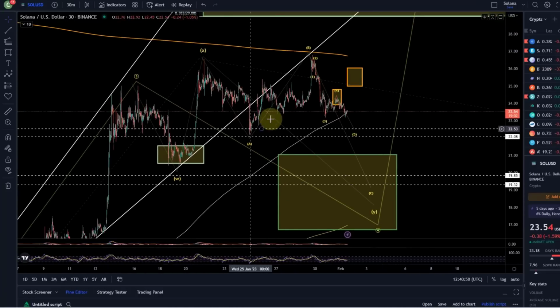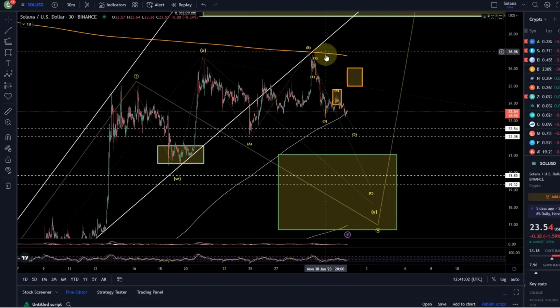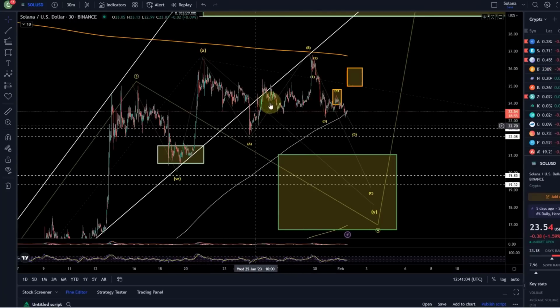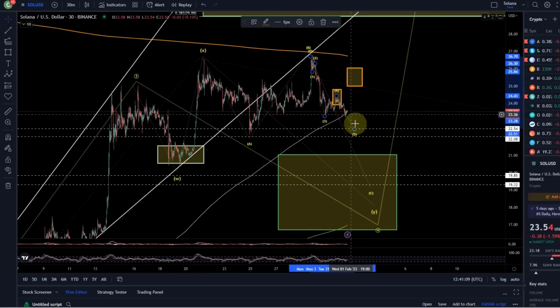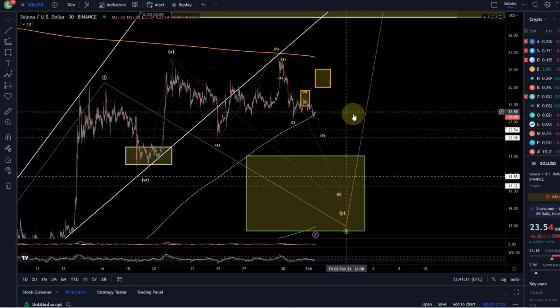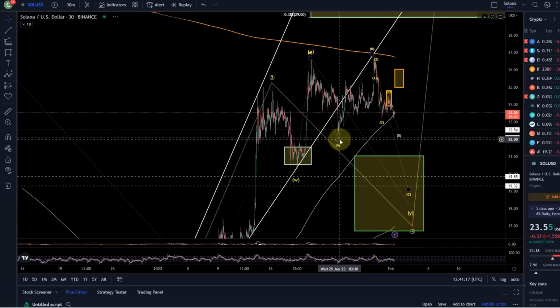Then we had here some kind of a strange triangle or something. No, possibly not a triangle, but a running flat. Yeah, A, B, C already finished, maybe with these 5 waves in a running flat. So I think what we do is we have to reassess the situation when we get into this support area. I'll keep you updated anyway about Solana.